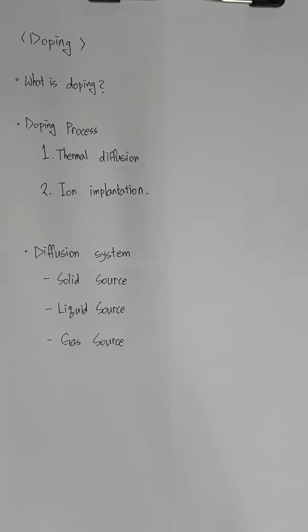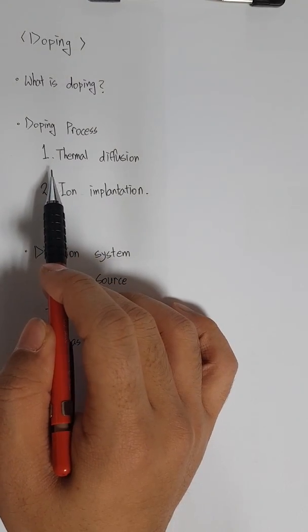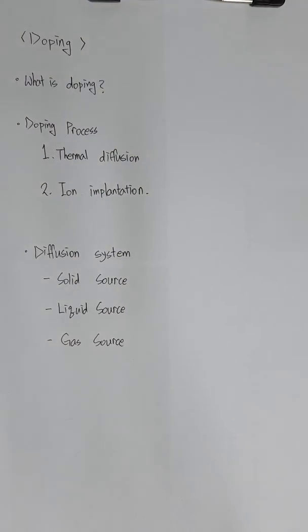There are two types of doping process. First, the old process, thermal diffusion. To do thermal diffusion, first we should make the dopant attach to the surface of the wafer. Then, because of the difference in concentration, it will diffuse a little.